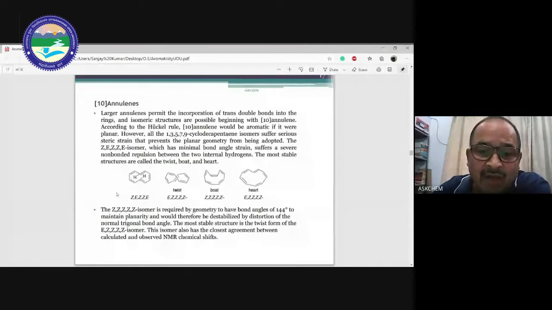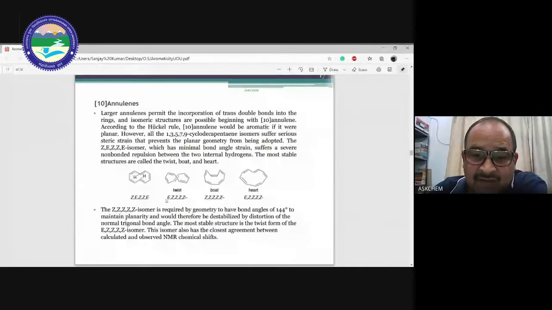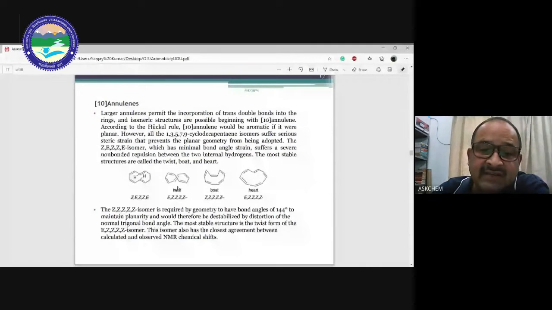Now see these molecules. There's the boat form. In the middle, see, this boat form, all double bonds are Z. In this twisted form, only one bond is trans. Rather, in the boat form, all bonds are cis, that is Z.